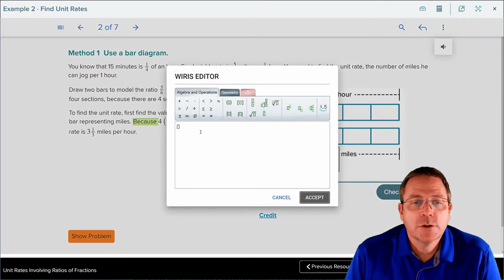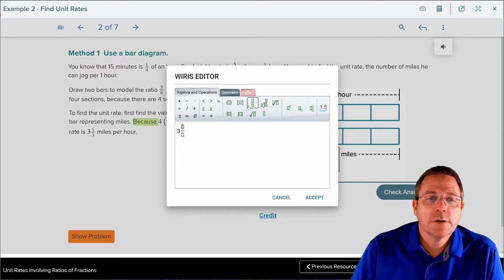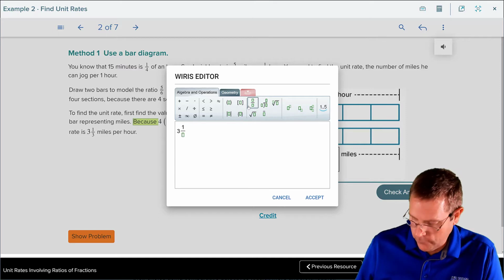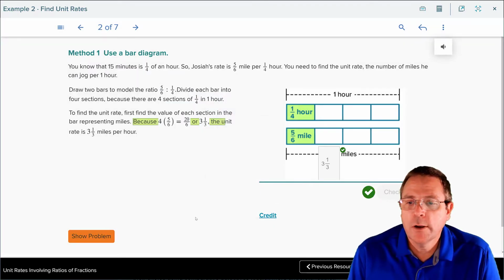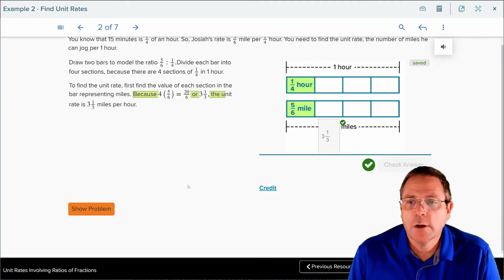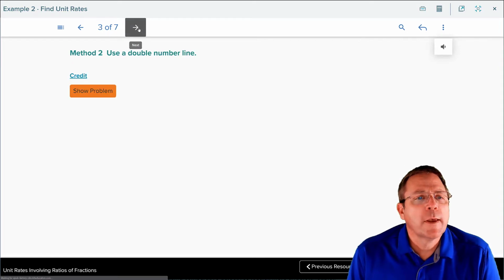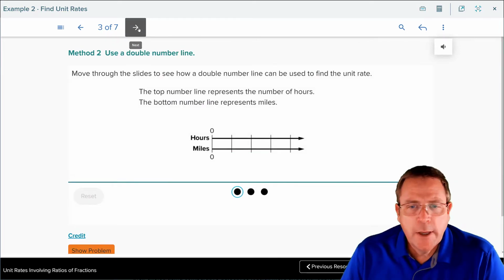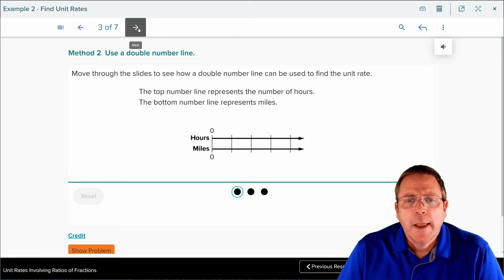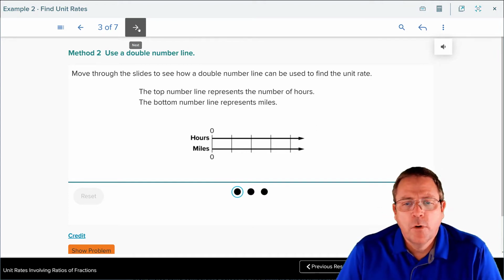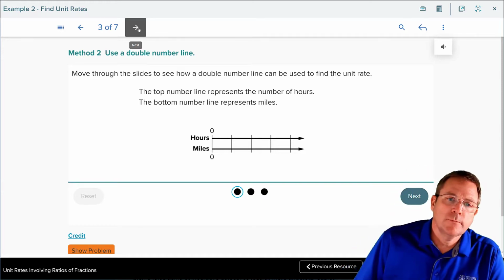So let's put our check mark there. We're going to type in our 3, create a fraction, 1/3, accept it, and check our answer, and our answer did check correctly. Next method, use a double number line. Pause the recording and use a double number line to solve it. You should know how to do this by now. Pause it and then check your answers.